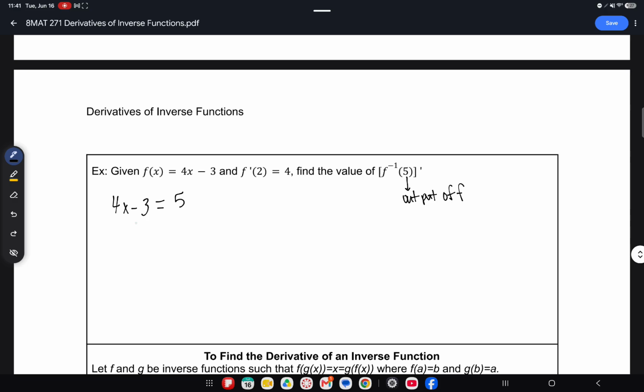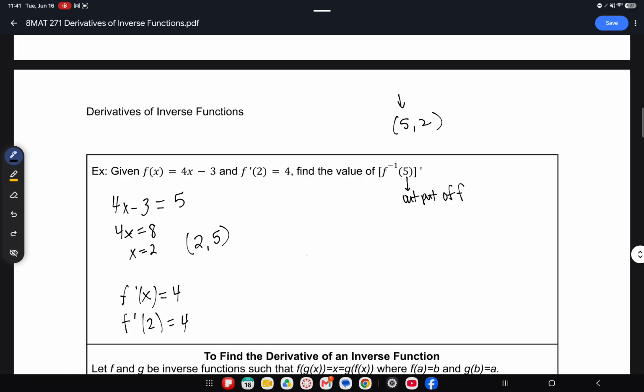So we got 5. We could add 3 and then divide by 2. All right, so we have a point here, (2, 5). On the inverse, that's going to be (5, 2). So what we're finding is the inverse at 5, right? Then we can find the derivative. The derivative of f is just going to be 4, but we already knew that because f prime of 2 is 4, which it gave us.